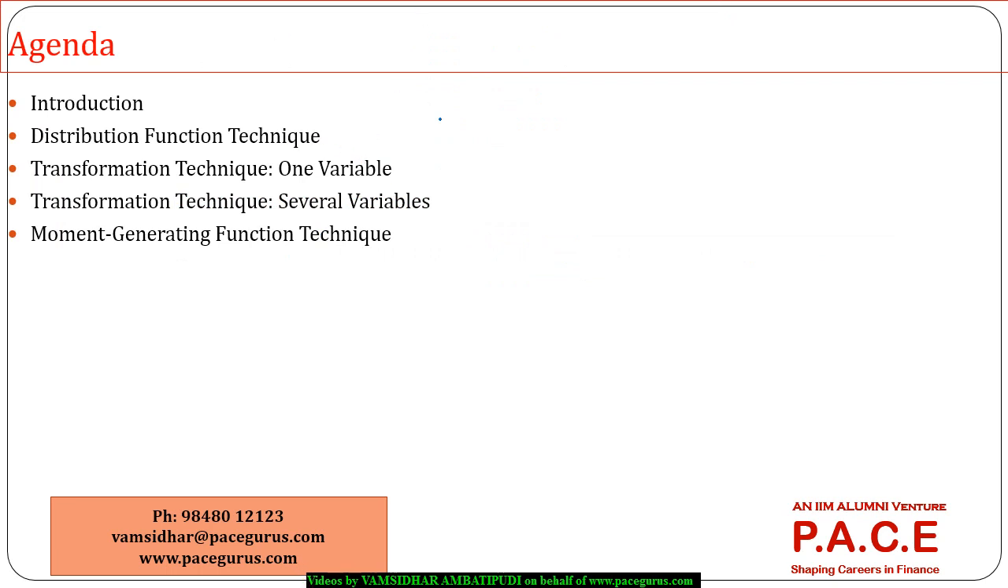We will talk about primarily three major techniques. One is the distribution function technique, to derive the density function associated with a function of a random variable. Then we will look at the transformation technique, with examples of one variable as well as several variables, and we will also use the moment generating function technique. These are the three major techniques we can use to work with functions of random variables. So we will get started here.